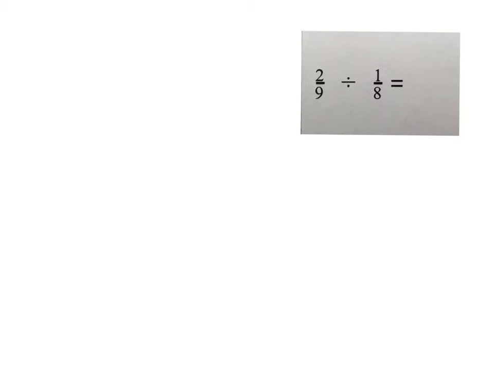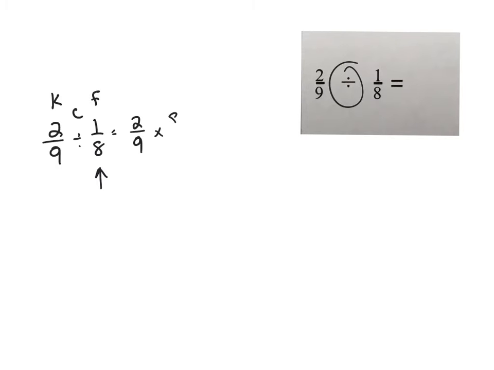Okay, now we have a wonderful division. So let's do this. We say 2/9 divided by 1/8. We've learned that we should keep the first fraction, change the sign, and flip or take the reciprocal of the second. So we rewrite it: 2/9 times the reciprocal of 1/8, which is 8 over 1. So 8 times 2 is 16, 16 ninths.